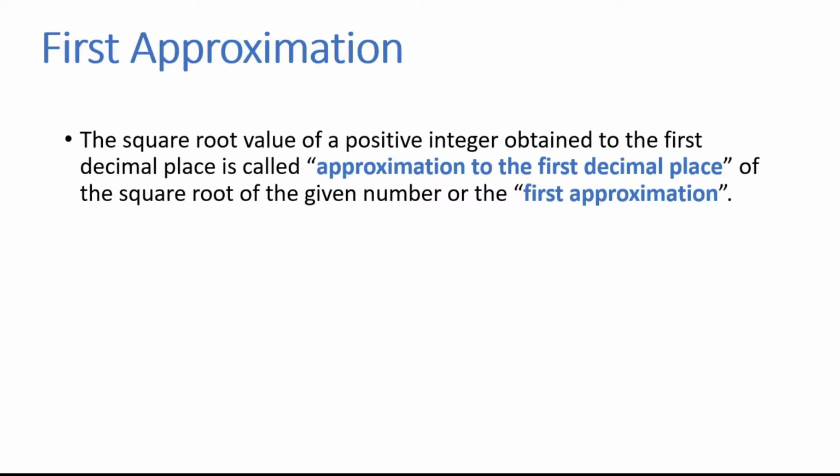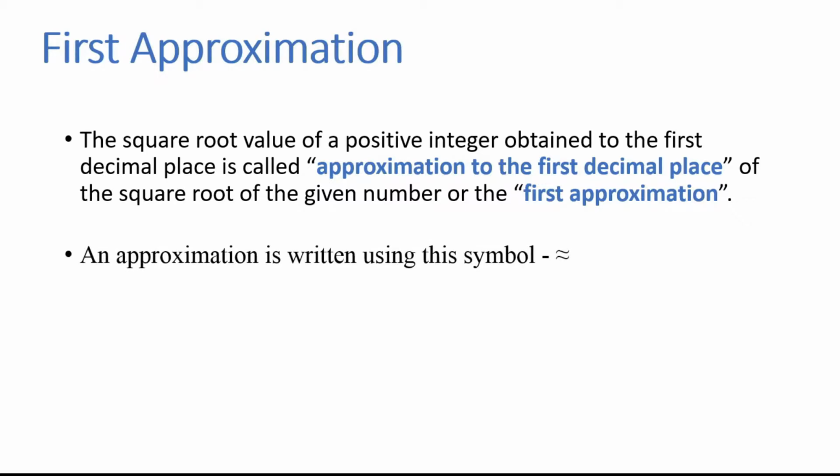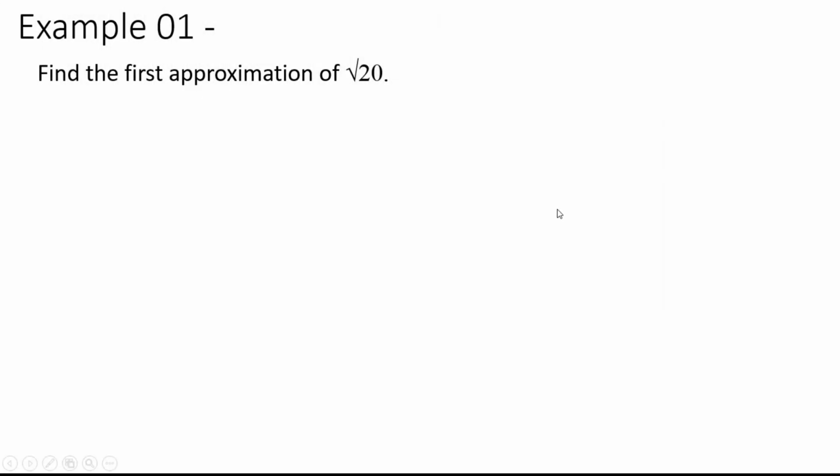The value obtained for the square root of a positive integer which is correct to the first decimal place is called the approximation to the first decimal place of the square root of a given number, or simply it is known as the first approximation. This is the symbol used when writing an approximation. According to the previous calculation, we can say that the approximation of the square root of 5 to the first decimal place is 2.2. Now let us look at an example.